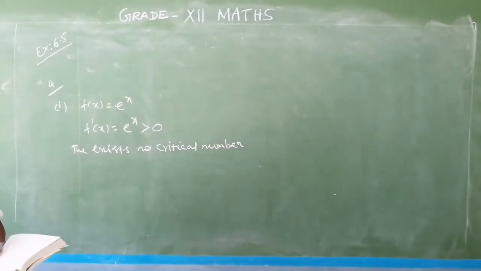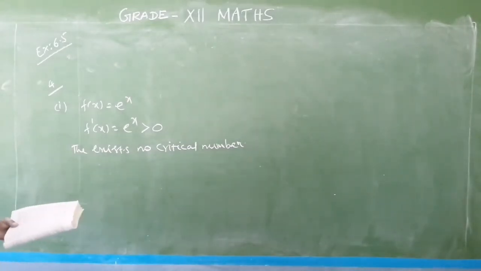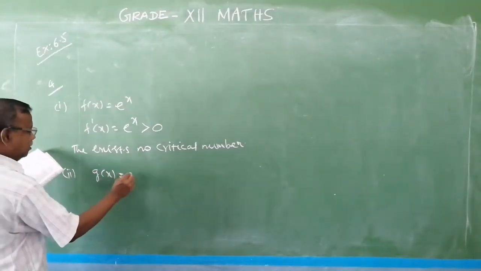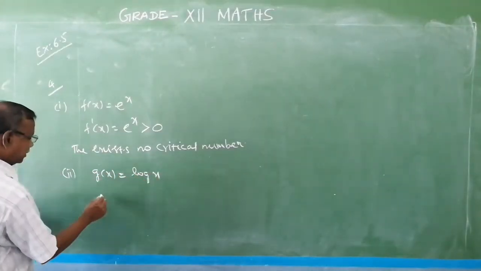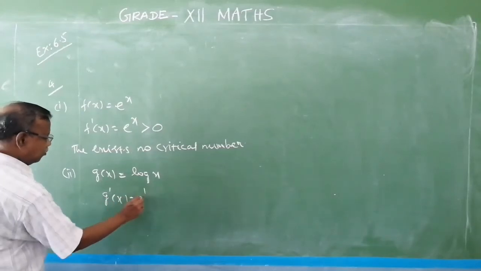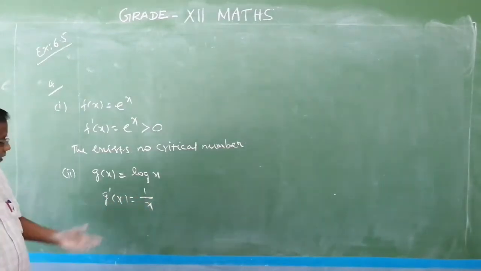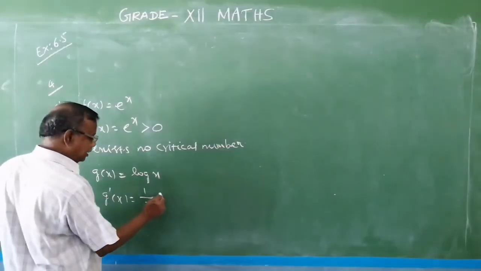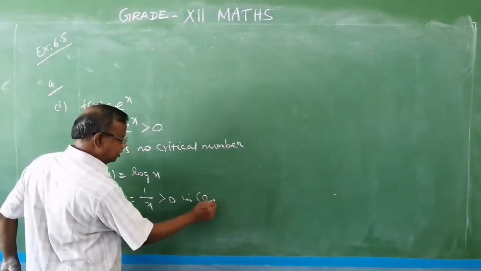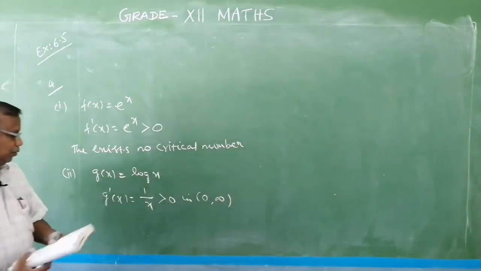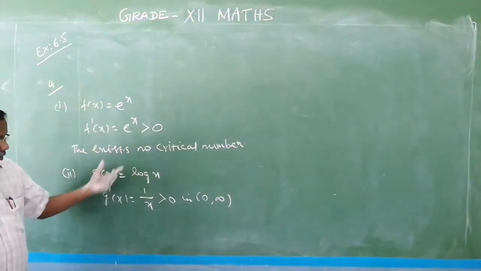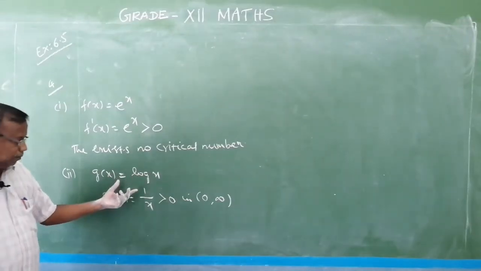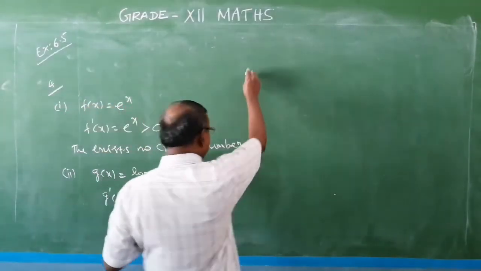Similarly, second one, g of x equal to log x. Now differentiating, g dash of x equal to 1 by x. How can you say g dash of x equal to 0 for some values of x? So it is impossible, which is also greater than 0 in 0 comma infinity. Therefore there is no critical number again. Hence we can say there is no maximum or no minimum for the function log of x.